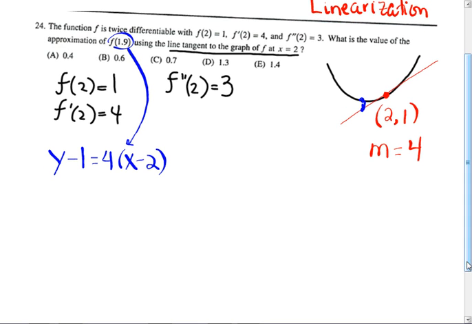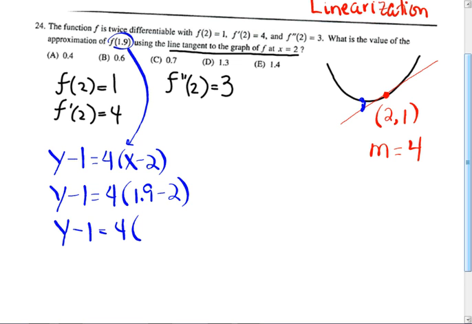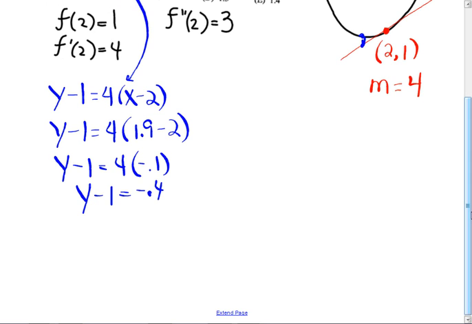What's the point? I don't know. I got to do it. y minus 1 is equal to 4, and then it's 1.9 minus 2. That's the other reason. You're going to be really close to 2. So y minus 1 equals 4 times 1.9 minus 2, which is negative 0.1, right? So y minus 1 equals negative 0.4, and I'll do what to both sides? Yeah. So y equals 1 minus 0.4, which is 0.6.